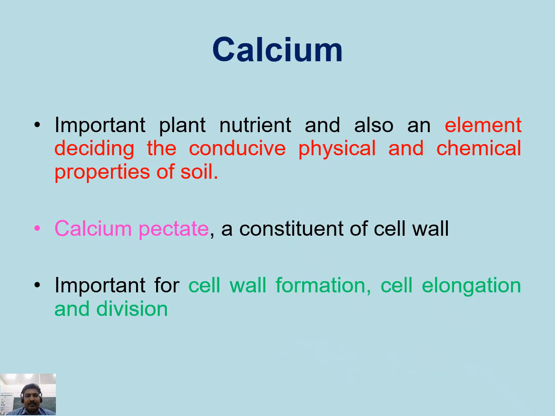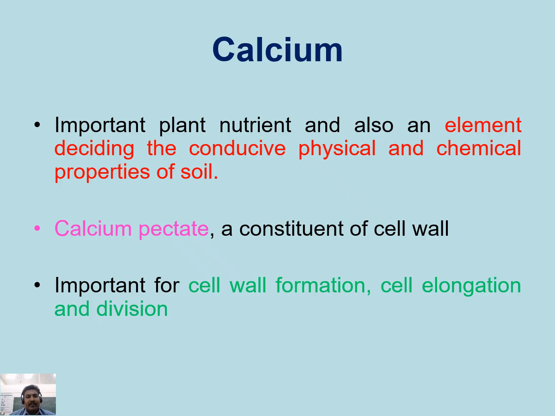Calcium is a very important plant nutrient and also an element deciding the conducive physical and chemical properties of soil. Calcium is involved in the aggregation process. Aggregated soil is good for agricultural practices, so if calcium is present in the soil, it will get aggregated. At the same time, if there is sodium in the soil, it will disperse the soil particles, so it will make a problem to the soil.